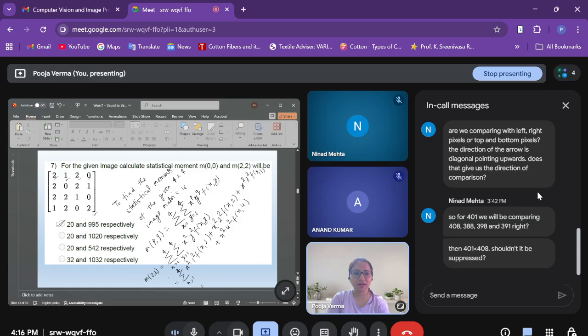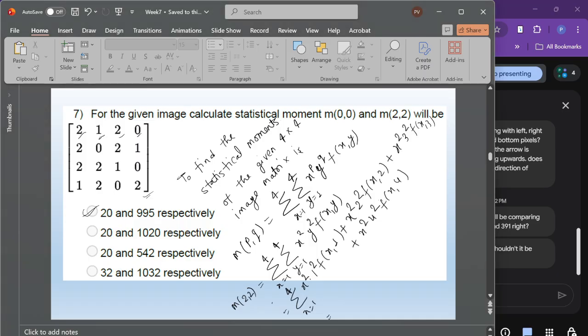Is it fine? A little bit lengthy and long question. So have you understood how to find the statistical moments M00 and M22 for the given image matrix? Is it fine to all of you? Have you understood this question? Okay, Ninad. I hope all of you have understood how to solve this question.